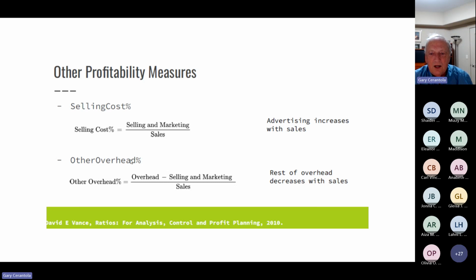And then, how about other overheads? You may have other overheads that you want to pinpoint because you want to say, like, how important are these overheads? And you'll find out by knowing that, if you take your overhead and you subtract the selling and marketing costs over sales, and then you'll see that, oh, what's going on here, right? And then the rest of the overhead decreases with sales. So you can see that.